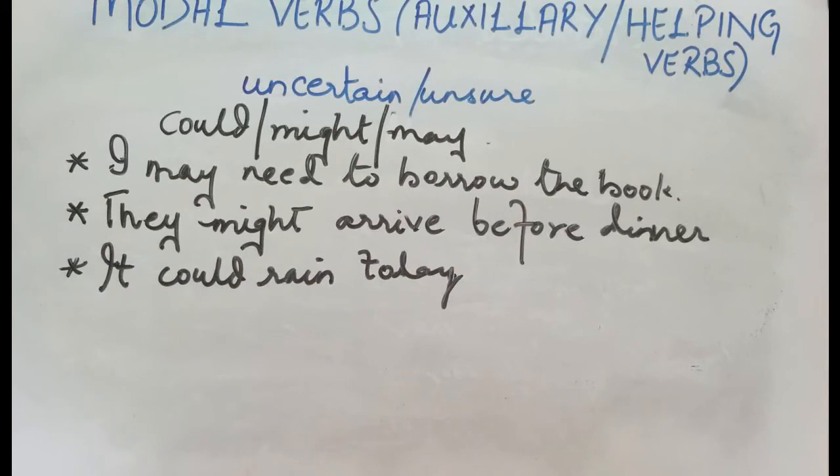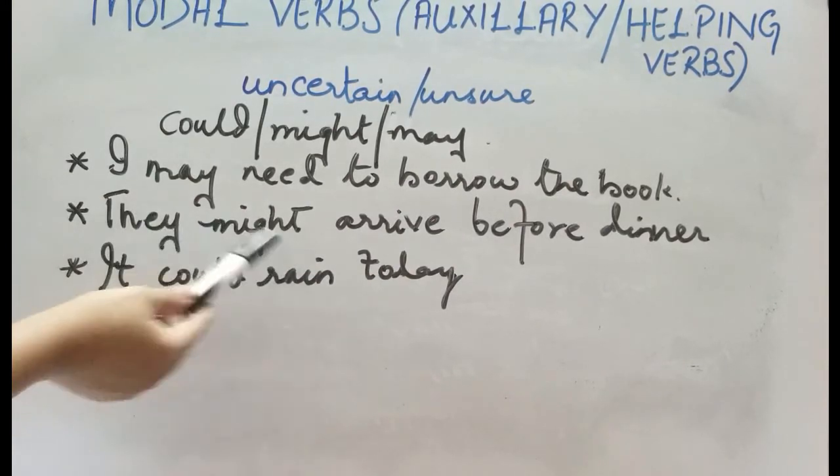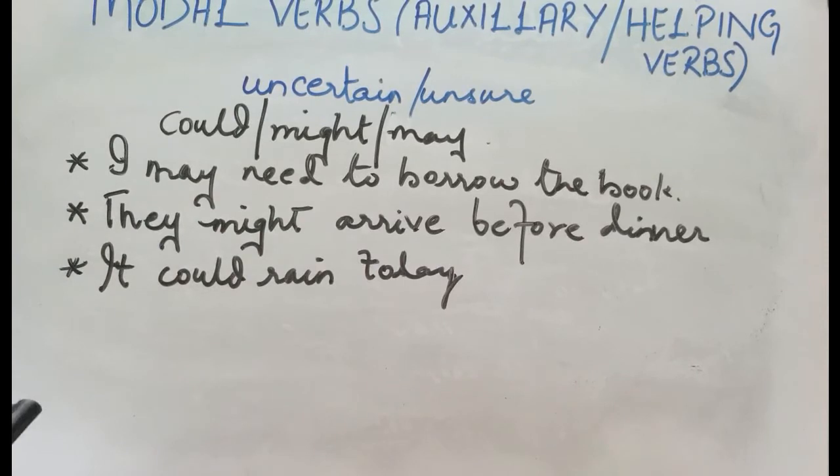Okay, there is a slight chance. When you are having a very slight chance, you say they might. Okay, they might arrive before dinner. There is a slight chance that they might arrive when the dinner is going to take place, when the dinner is going to start. So just before that, they might arrive.